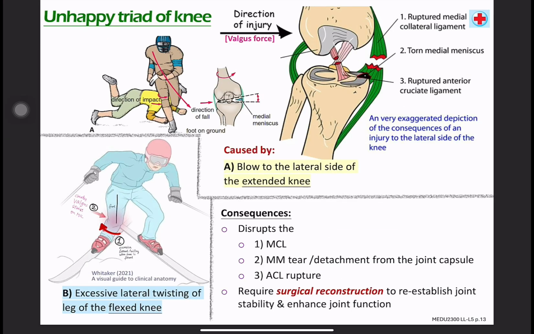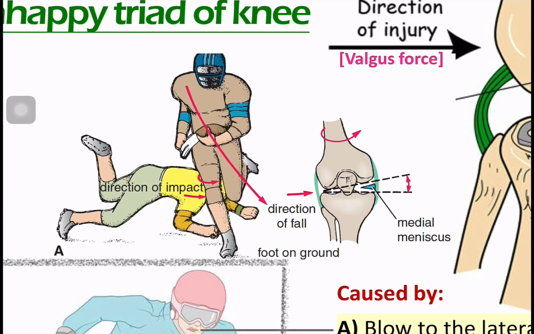Let's discuss a common injury pattern called the unhappy triad. By understanding the close relationship between the MCL and the medial meniscus, we can understand how this injury occurs. The unhappy triad involves injury to three structures as follows: first, the MCL; second, the medial meniscus; and also the ACL. There are two main mechanisms that can lead to the unhappy triad. First, a blow to the lateral side of the extended knee. How does it work? Take a look here.